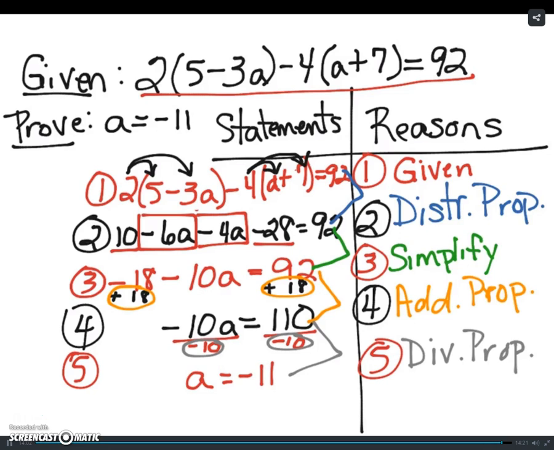So we will do a geometry example tomorrow in class that uses some angles, and we'll look back over this one to make sure we understand all the steps.